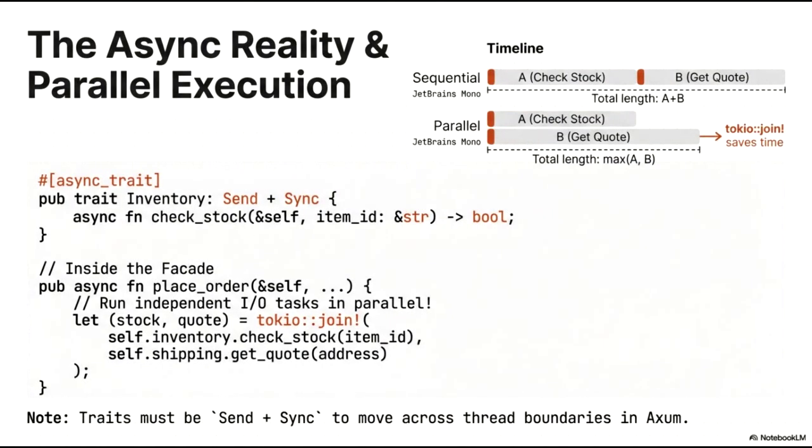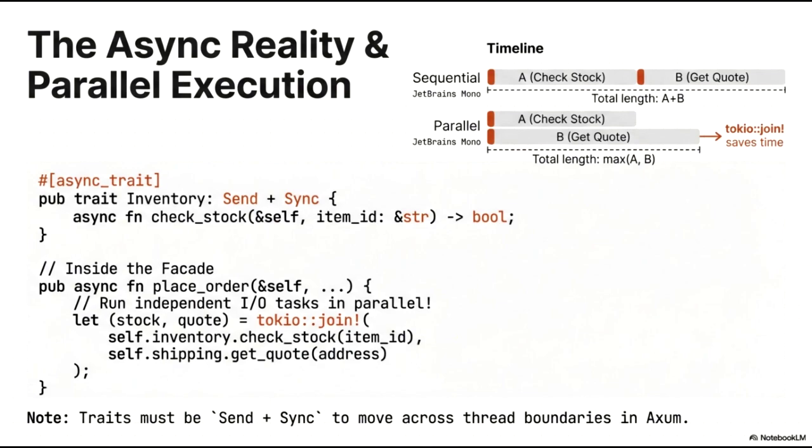In this slide, we examine the practical implications of asynchronous programming and parallel execution. When tasks are executed sequentially, the total duration is the cumulative sum of each individual task, in this case, checking stock followed by getting a quote. However, by leveraging parallel execution with Tokio join, we can run these independent I/O tasks simultaneously. As illustrated in the timeline comparison, this reduces the total execution time to the duration of the longest single task, rather than the sum of both.